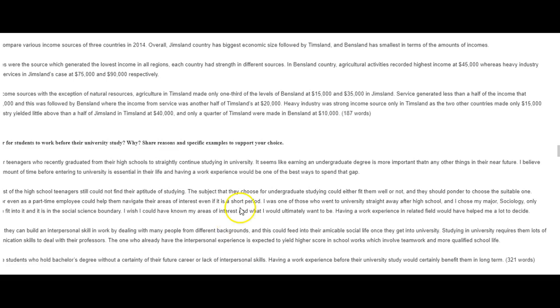Agriculture in Timsland made only 1/3 of the level of Bensland at 15,000 and 35,000 in Jimsland. Service generated less than a half of the income that Jimsland made at 40,000. This was followed by Bensland, where the income from service was another half of Timsland at 20,000. Heavy industry was a strong income source only in Timsland, as the other 2 countries made only 15,000 each. Lastly, light industry yield a little above more than half of Jimsland and Timsland.